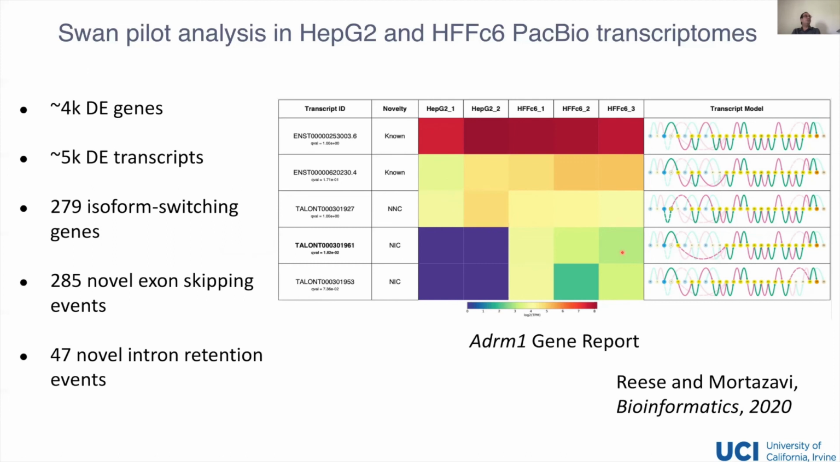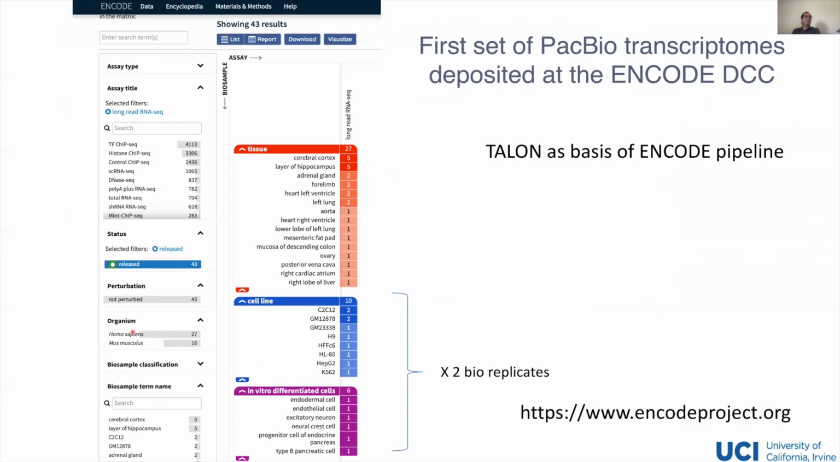Overall, when we did a comparison between those two cell lines, we found 4,000 differentially expressed genes and 5,000 differentially expressed transcripts, including 279 isoform switching genes, such as ADRM1, where expression at the gene level is not changing, but at the isoform level is changing. We also find 285 novel exon skipping events and 47 novel intron retention events. We have now released our first set of 43 PacBio transcriptomes on the ENCODE DCC with Talon as the basis of the ENCODE pipeline, and we are planning on releasing substantially more over the next 12 months.